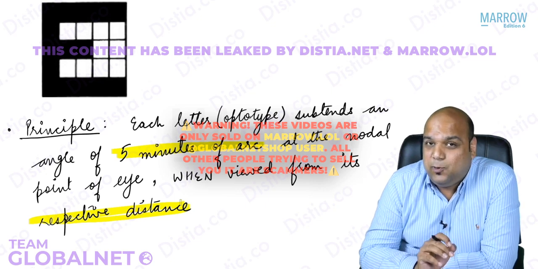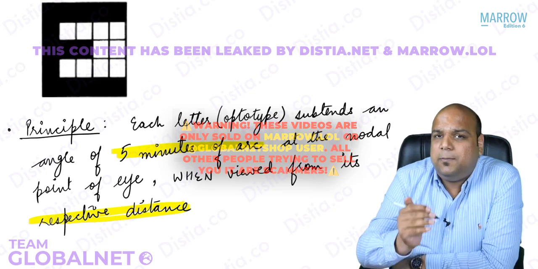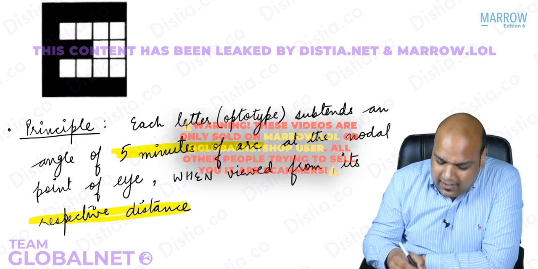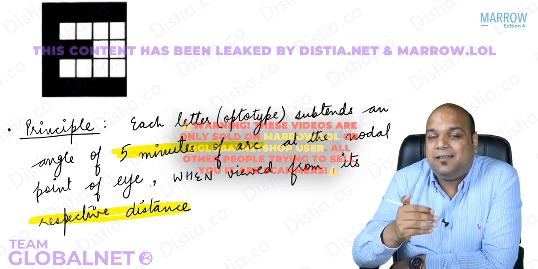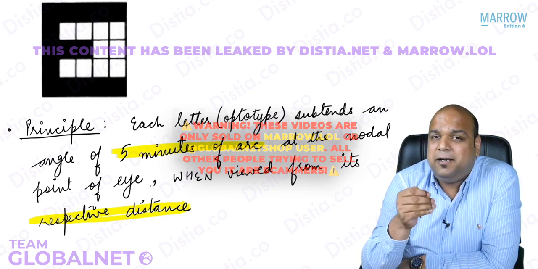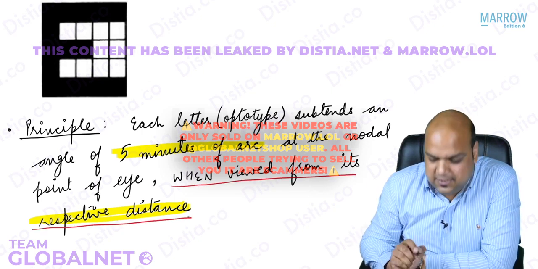See, everybody, there are two parts to this principle. A lot of students, they do know the principle, but they have rote-learned it, everybody. They have just learnt it. And that is why they stop at this point. They say that each letter subtends an angle of 5 minutes of arc at the nodal point of eye. But that is an incomplete definition, because the very important part is when viewed from its respective distance.